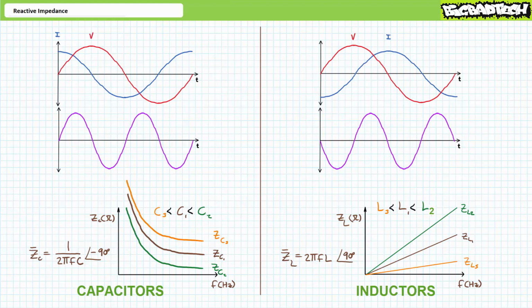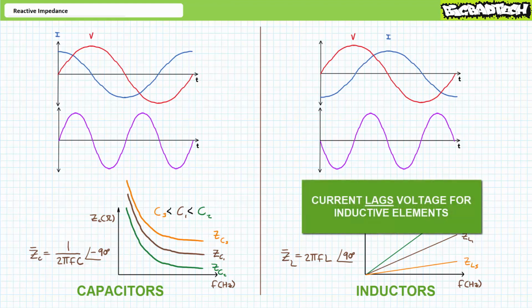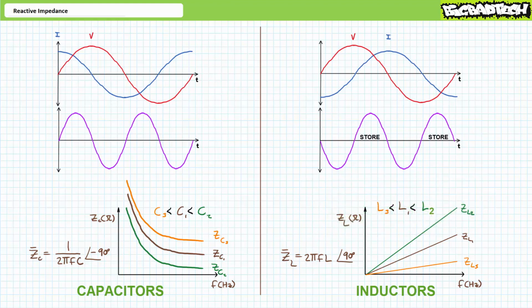Essentially, the opposite can be said of inductors. Current lags voltage for inductive elements because inductors undergo two back-to-back storage and releases for one full cycle of AC, one in one direction and a second in the other. During a storage phase, the inductor consumes power. During a release, an inductor supplies or returns power. A full cycle of AC therefore results in two equal and opposite exchanges of positive and negative power. Inductors present low impedance and draw high current at low frequencies.